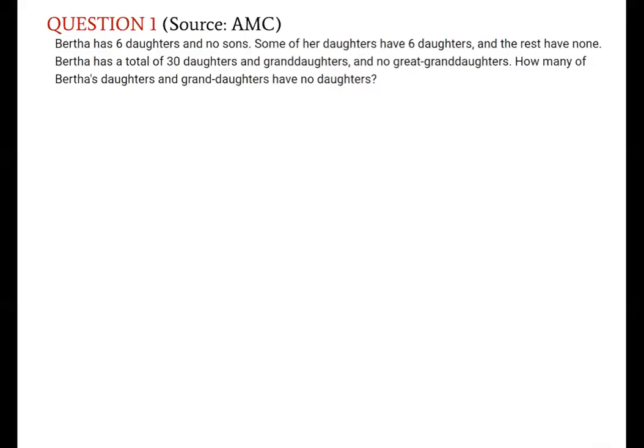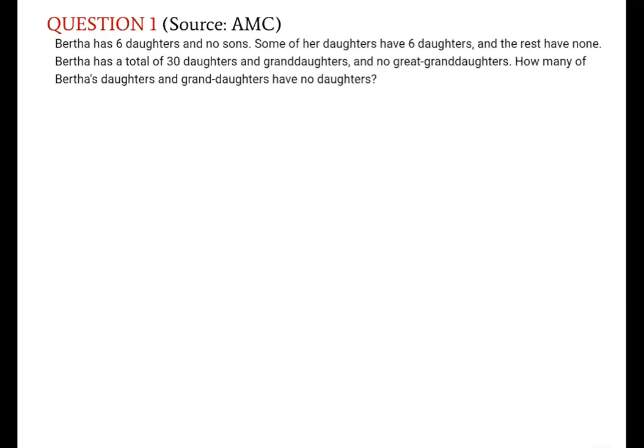So Bertha has a bunch of daughters. She has 6 daughters, and some of her daughters have 6 daughters as well, and the rest of them don't have any. So if Bertha has a total of 30 daughters and grandchildren and no great-granddaughters, we want to find how many of her daughters and granddaughters have no daughters.